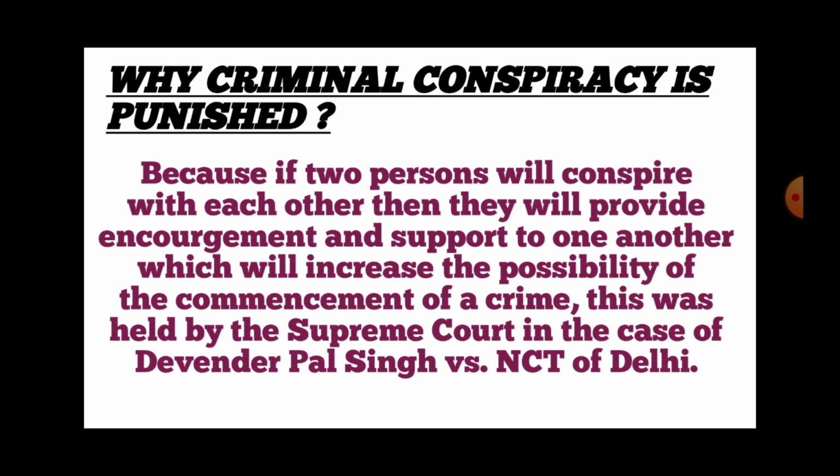Now we will discuss why criminal conspiracy is punished at the stage of intention itself. It is so because the law believes that the guilty intention or guilty mind of a single person is less severe. That is, it can be controlled due to lack of means or resources, or due to failure, he can drop the plan of committing a crime. But if two persons conspire with each other, then they will provide encouragement and support to one another, which will increase the possibility of the commencement of a crime. This was held by the Supreme Court in the case of Devinder Pal Singh versus National Capital Territory of Delhi.